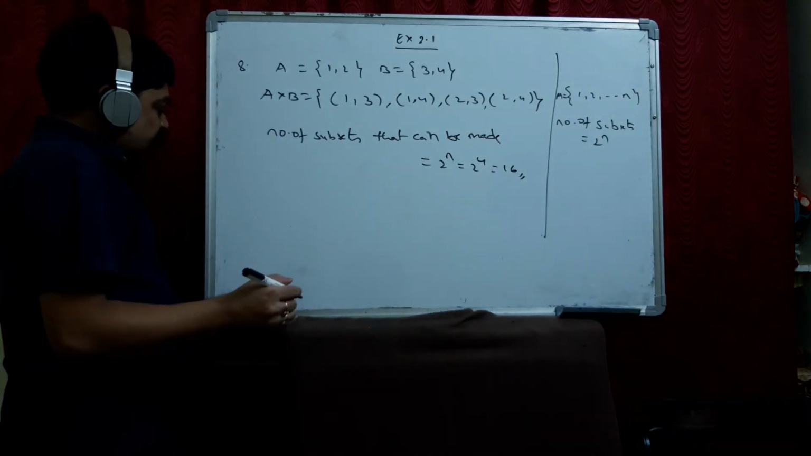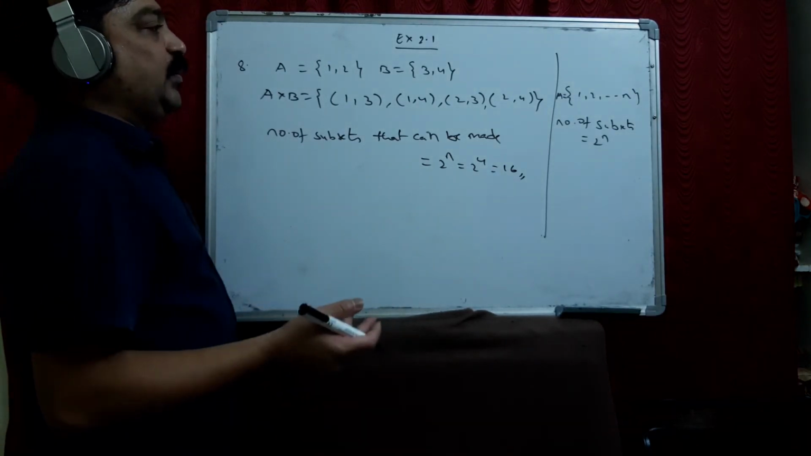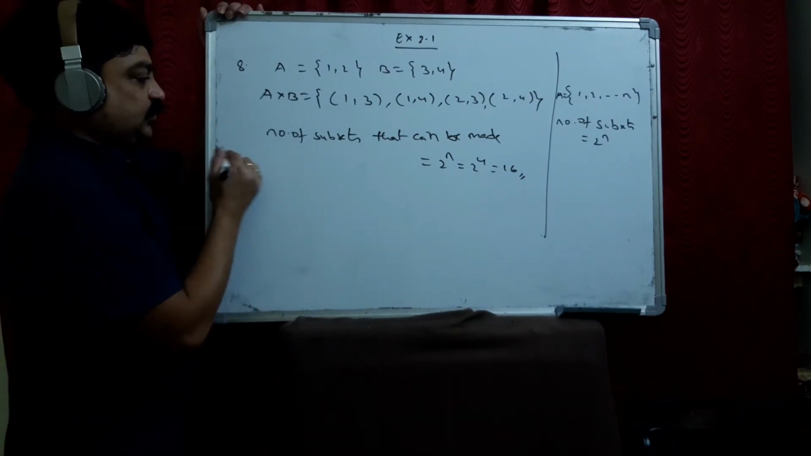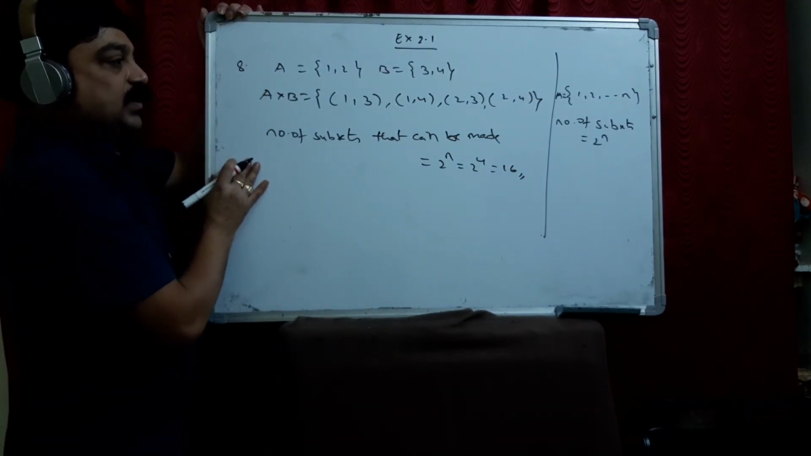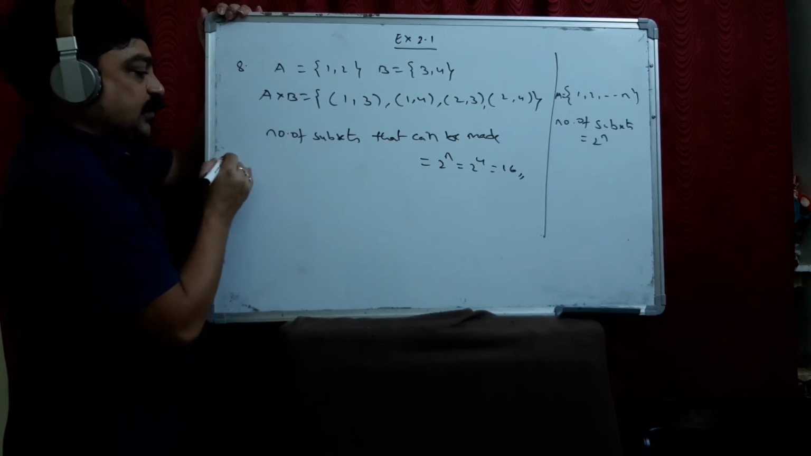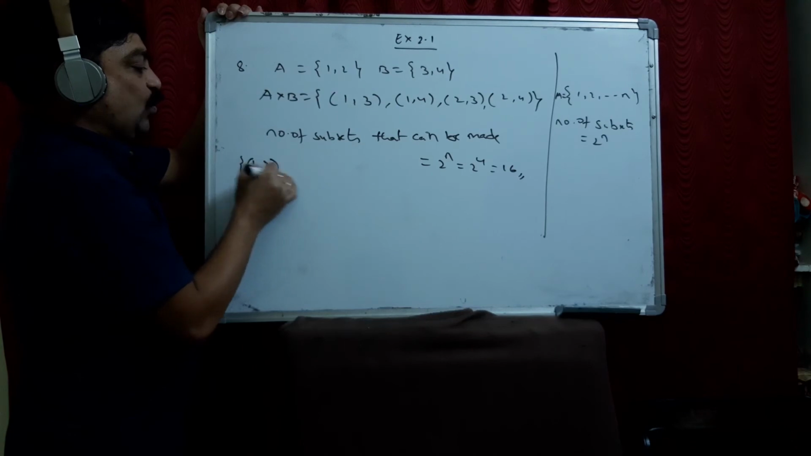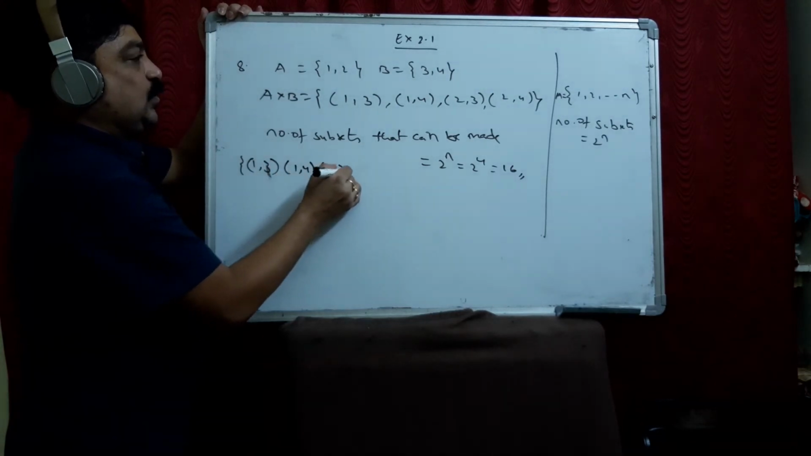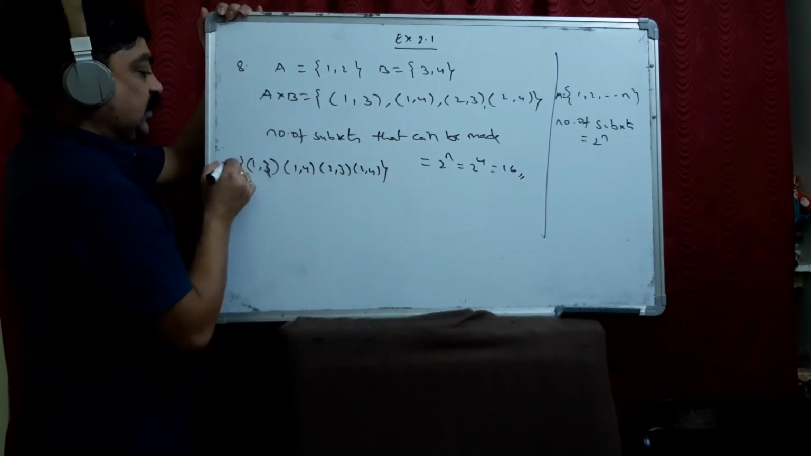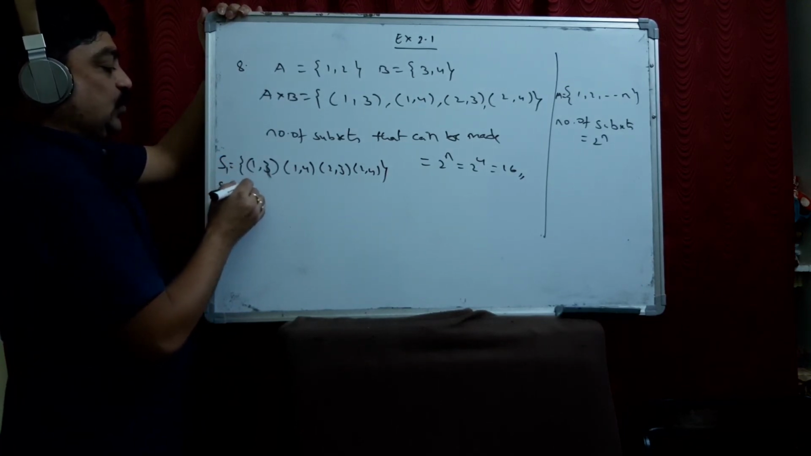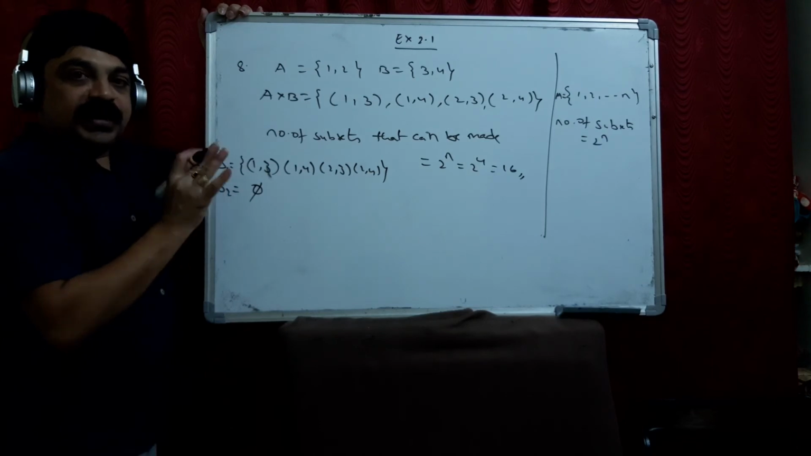Next question, list them. Oh my god, we have to make all the subsets. Okay, I'll tell you. Let us list all the subsets, all 16. First of all, in a subset, what will be there? The same set, 1, 3, 1, 4, 2, 3, 2, 4. This is a subset. We write S1, S2, empty set. These two are by default.